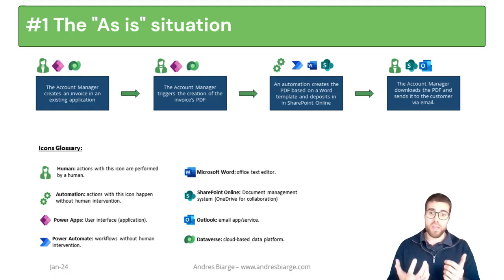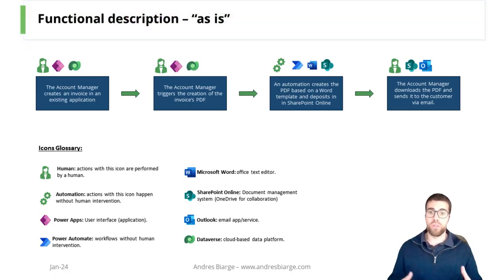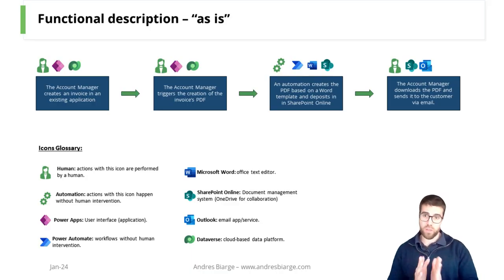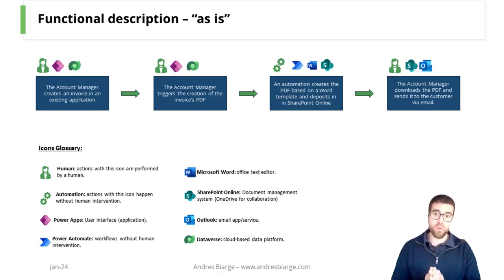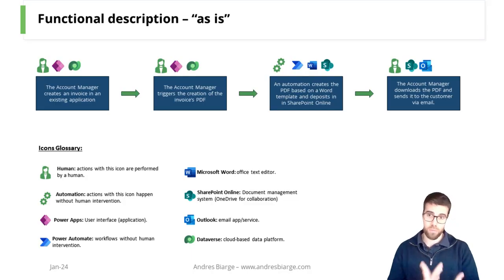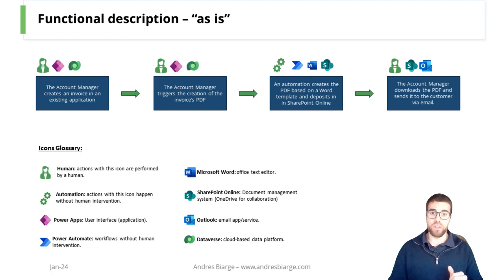Here, I'm showing you the functional description of the current process. It starts with the account manager creating an invoice from an existing application made with Power Apps. Then he or she will trigger the creation of the invoice PDF. Afterwards, an automation will create the PDF based on a Word template, and it will place this PDF inside SharePoint Online. Then the account manager will need to manually download the PDF from SharePoint and send it to the customer via email using Outlook.